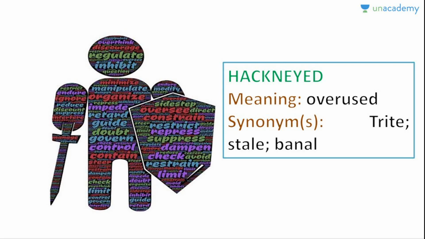We'll start with H, and the first word here is hackneyed. Now, hackneyed is a word for language that doesn't pack a punch since it is very overused. In simple words, let's say you ask somebody a question and you expect a good answer, but the person says something like, it's great. So it's a very hackneyed and overused term. Okay, other synonyms here are trite, stale, or banal.